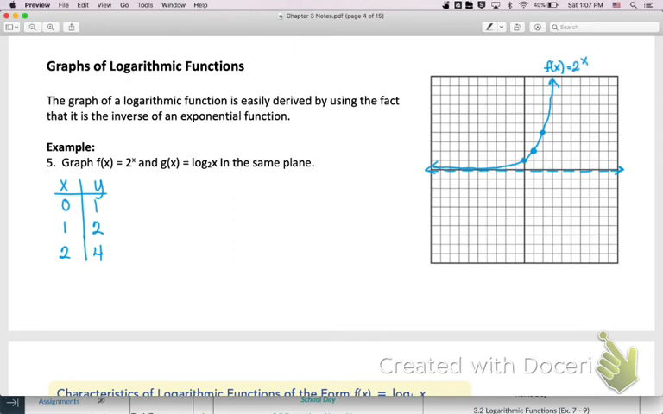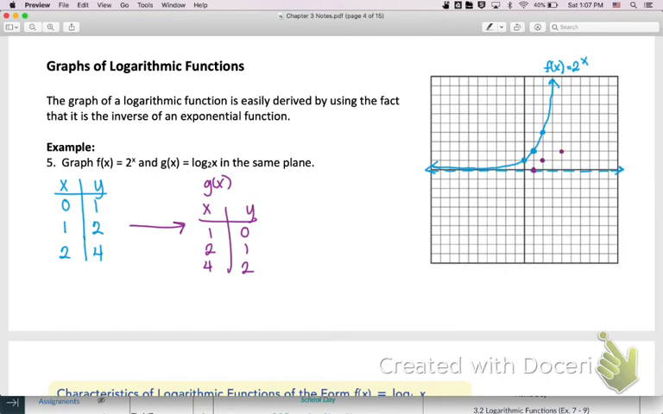Now, if we want to graph the log, we're going to take those points and flip them all around. So to graph g of x, we're going to take the x's and y's and reverse them all. So we have 1, 0, 2, 1, 4, 2, because that's how inverses work. So 1, 0 is going to be right here, if it'll let me draw it. 1, 0, 2, 1, and 4, 2.